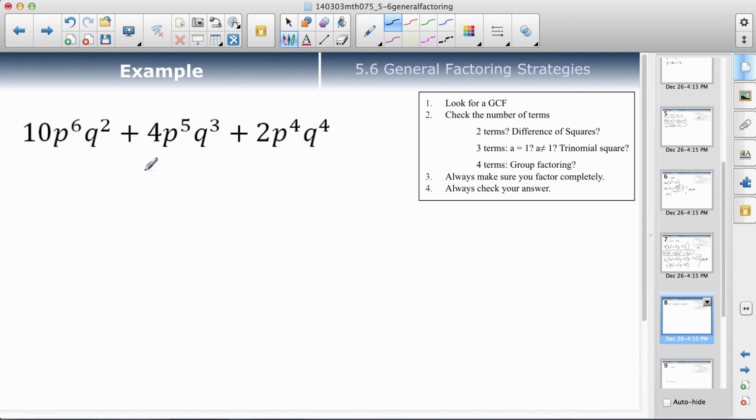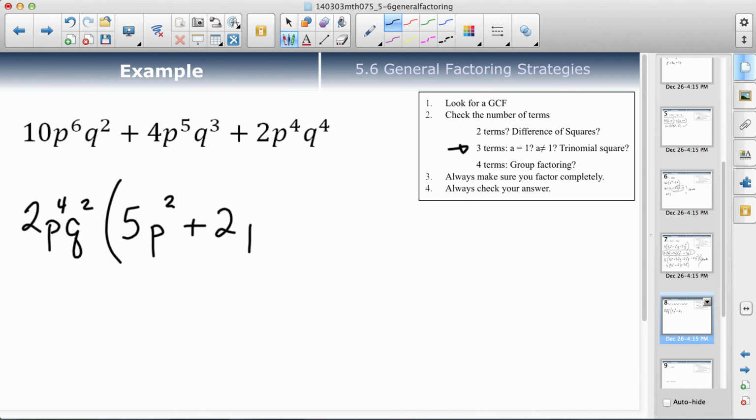Try another one. Oh, great, 3 terms. So we're in this territory here. Can I factor something out? I can factor a 2 out. Or I can factor 4 p's out and 2 q's. So here I'd be left with 5p^2 plus 2pq plus, I took a 2 out, so there's no p's either, and there'd be a q^2 there.